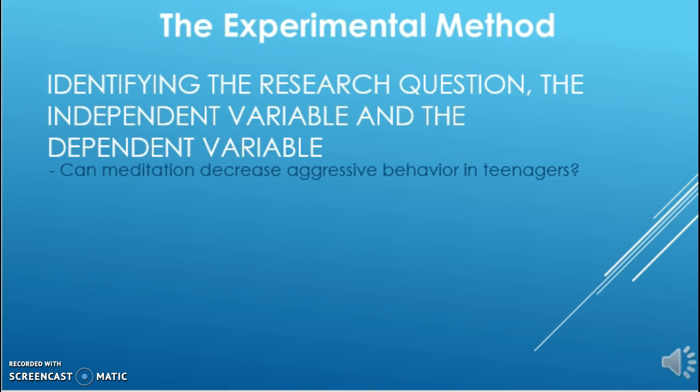Our research question might be, can meditation decrease aggressive behavior in teenagers? The independent variable would be meditation, and the dependent variable would be the decrease of the aggressive behavior.